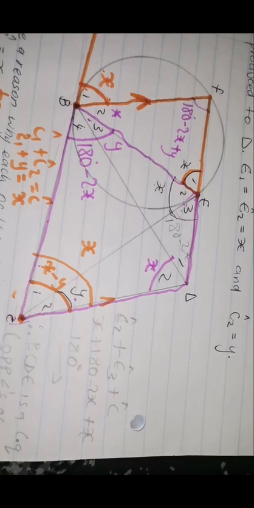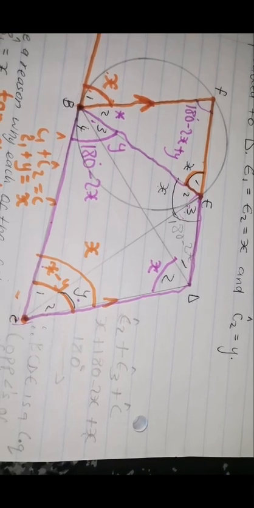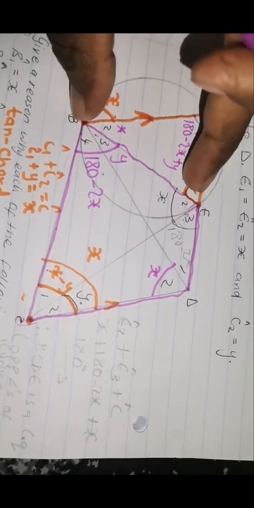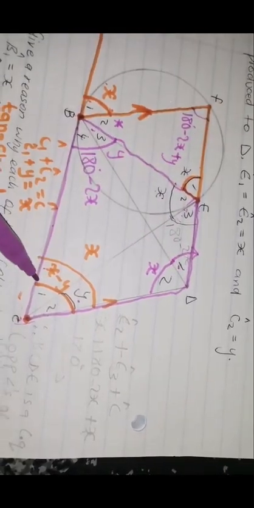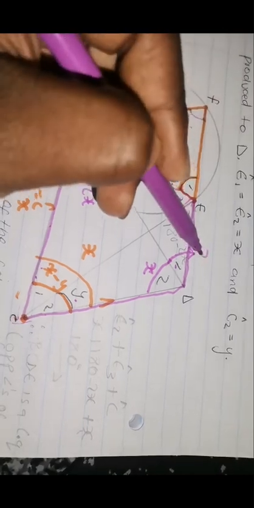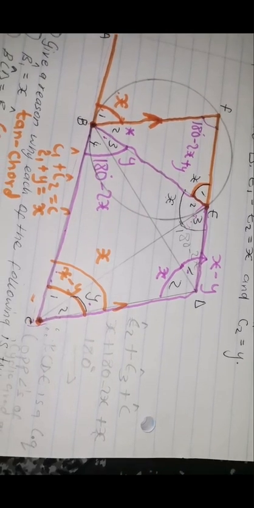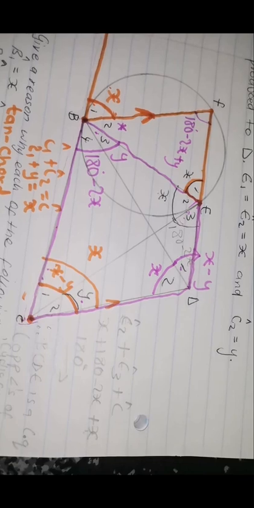Then how will I find D1? D1 is so simple. I can look at chord BE. BE makes C1. Then BE also makes D1. This will mean D1 is going to be equal to C1. What's the value of C1? x minus y. Then we are literally done because we've found each and every angle inside this circle and outside of it, obviously.